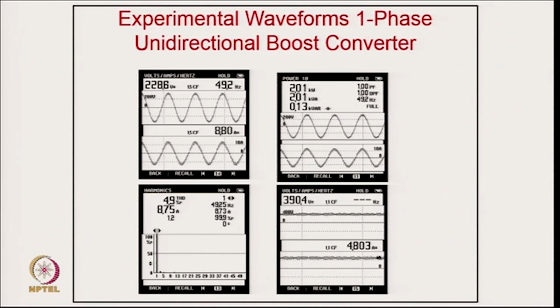We also developed this converter, and these are the typical experimental results corresponding to 230 volt, where the design was for 2 kilowatt power and the output voltage was 390 volt. The THD is only 4.9% or so, and you can see the power factor was unity here. So, it is not very difficult to develop this converter: power factor unity and THD less than 5%, 4.9%.